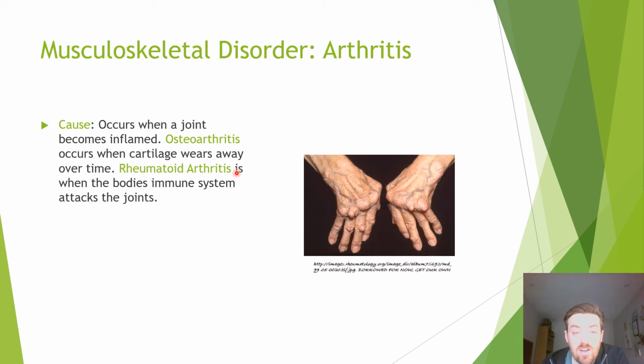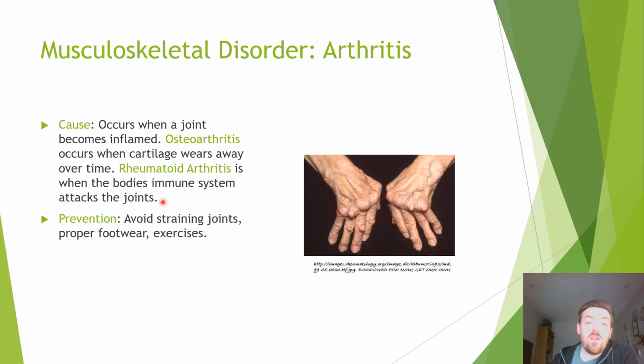But rheumatoid arthritis is a little bit different. That's when your immune system attacks the synovial membrane, and as a result leaks synovial fluid out and increases friction, and it's very sore and very painful. But it's not because of wear and tear. It's because your body decided that all of a sudden it hates the synovial membrane and decides to attack it. Prevention of arthritis: you can avoid straining your joints, proper footwear, proper exercises.